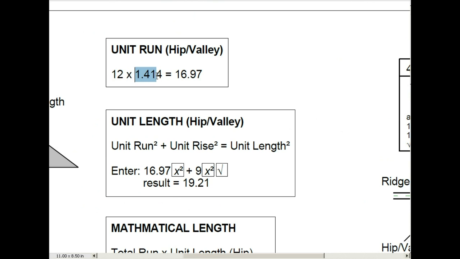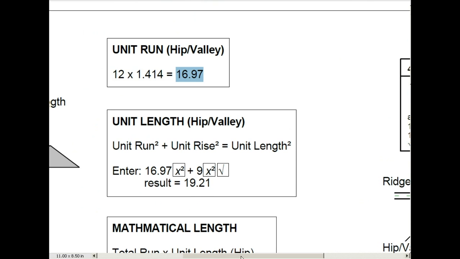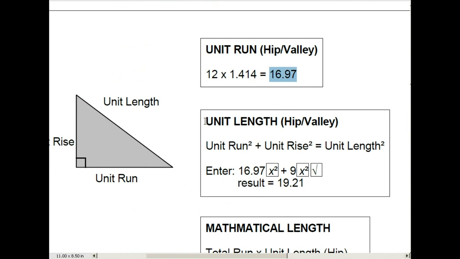We're going to take 12 times 1.414 and come up with unit run of 16.97. We're also going to use that to determine our new unit length. The unit run, we said, was 16.97. You'll square that. You'll add it to the unit rise of 9 squared. Take the square root. And the answer is 19.21. So this is going to be our new unit length for your hip or your valley.